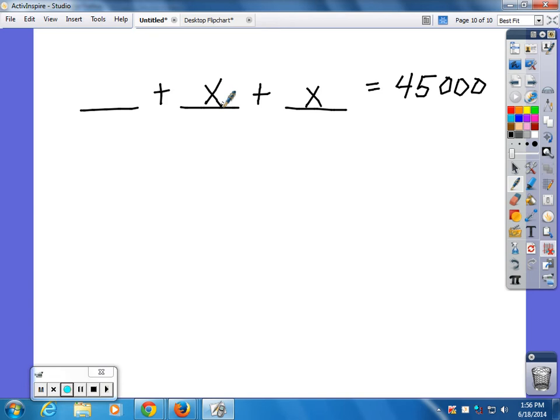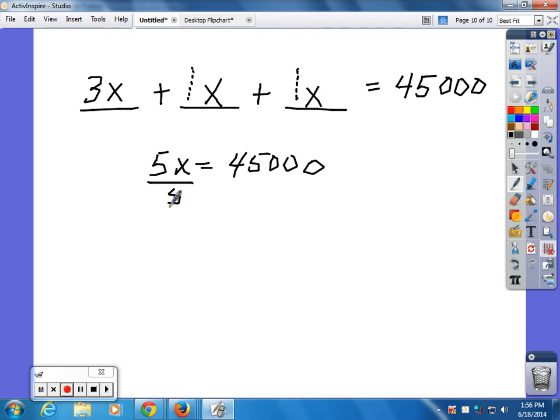It's 3 times the smallest barn, so that'd be 3X. So what do we have? 5X, because there's one here and one there. So 5X is equal to 45,000. Divide by 5. Please do not put that in a calculator. Do not let anybody see you put it in a calculator. So the small barns are 9,000.